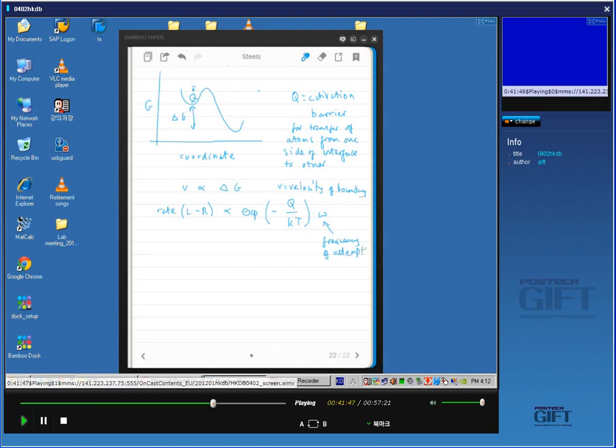The exponential term gives you the probability of a successful jump, and omega is how many times you are attempting. So omega times exponential is the rate of successful jumps.